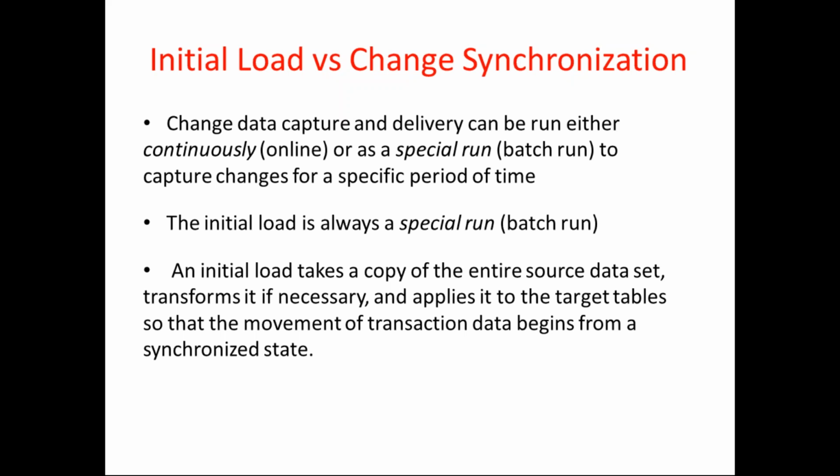It can be either continuously online or it can be a batch run. Batch run is a special run. Maybe you don't need to synchronize every time. You just keep waiting, and maybe after 6 hours you need to synchronize, so you run the replicat process after 6 hours. So there can be batch processes configured in your GoldenGate as well.